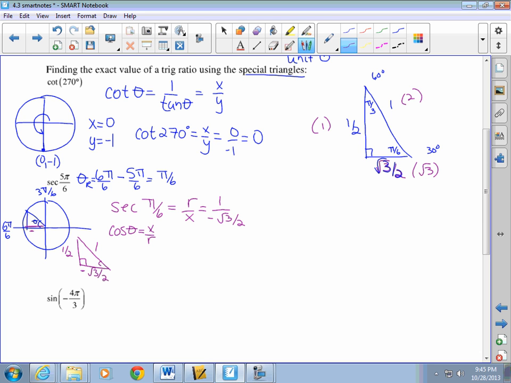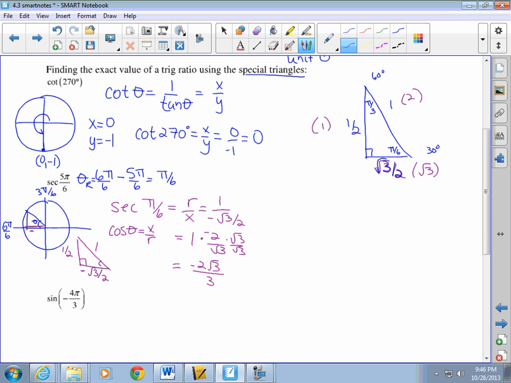Now I know I can't leave it that way because that's just wrong. So the first thing I'm going to do is change this so it's going to be 1 times 2 over square root 3, and that's a negative. So that's just going to be negative 2 over square root 3. But I can't leave a square root 3 there. I have to rationalize my denominator. So this becomes negative 2 square root 3 over 3. And that's my final answer.